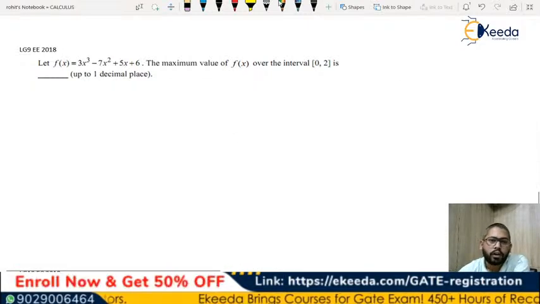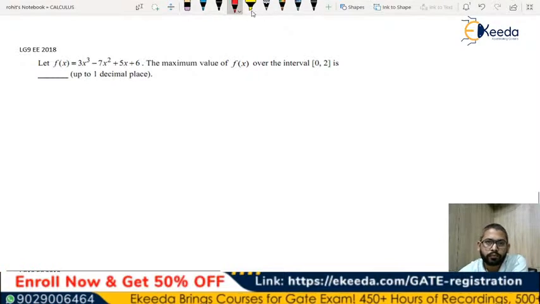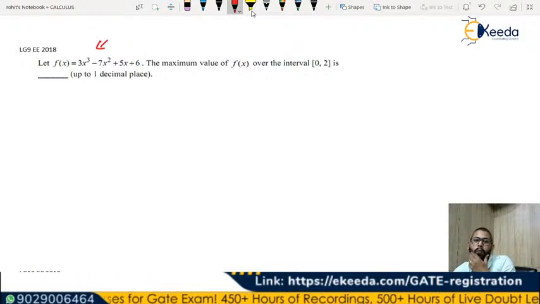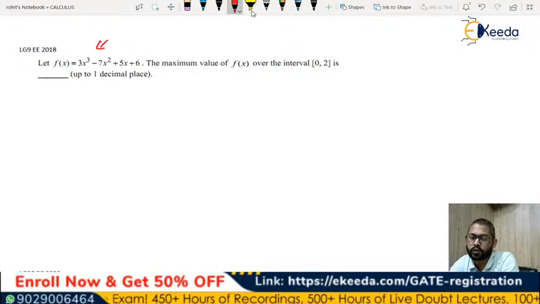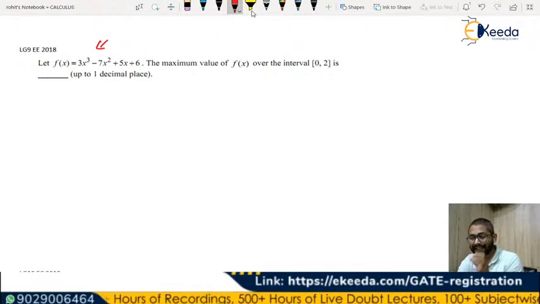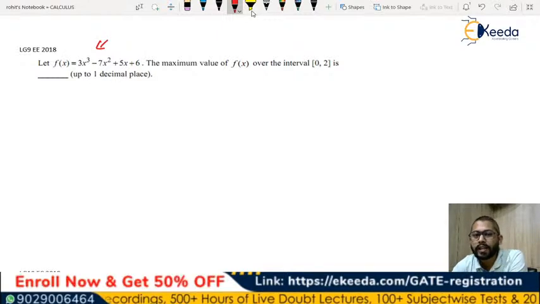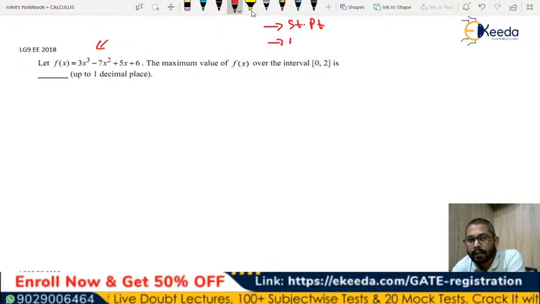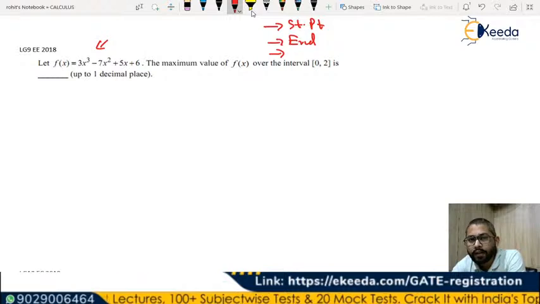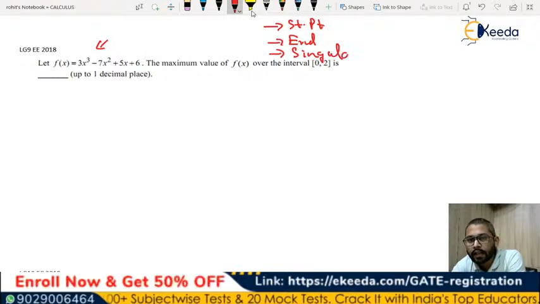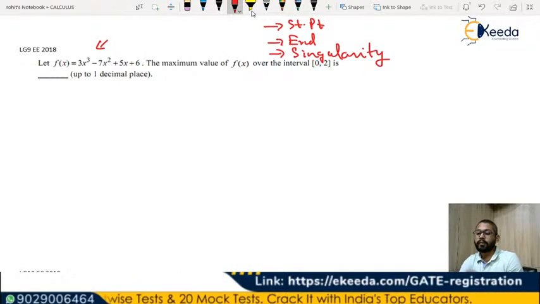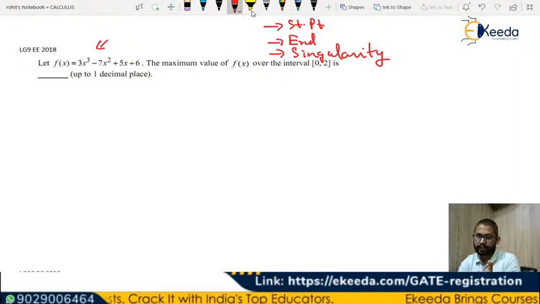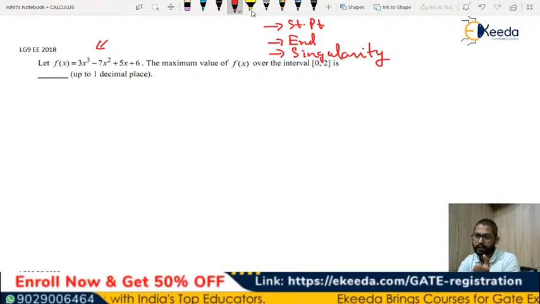A third order equation, and we have to see the maximum value of this function in the interval of 0 to 2. So when you have to find the maximum or minimum value, the points where we have to check are the critical points, that is stationary points, the end points, and the points where it is singular. So singularity, I'll say. A polynomial function is differentiable and continuous for all the range, so it won't have any singularity. So we are left with endpoints and the stationary points.